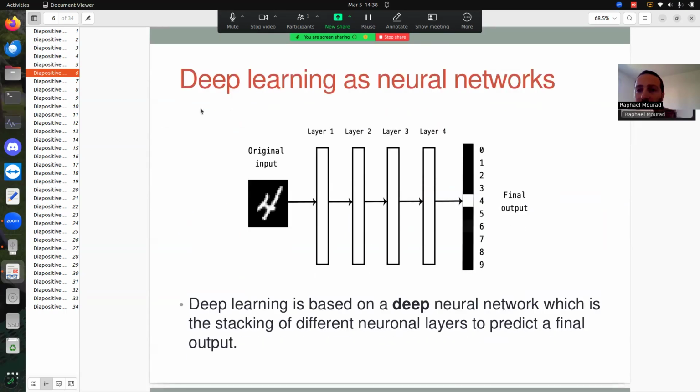So by deep learning, we mean that we use neural networks, and neural networks here are deep. They correspond to a stacking of different layers. Here you have as an input an image of a digit 4, and then you have 4 layers where you have linear transformations, often followed by nonlinear transformations. And then at the end, you predict with the classifier whether you have 0, 1, 2, 3, or 4.